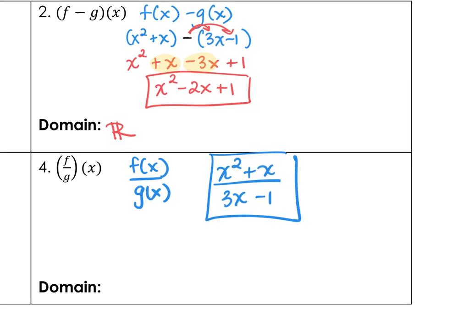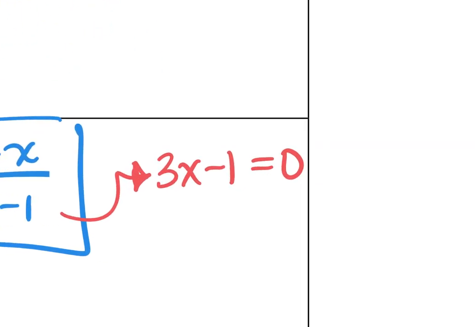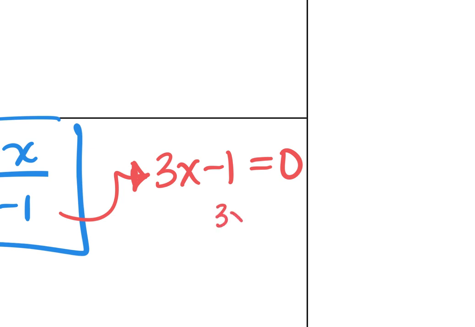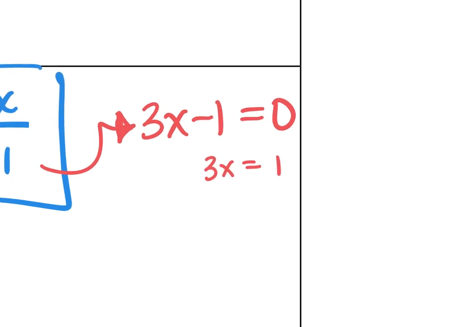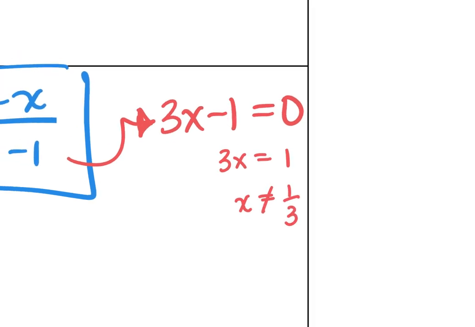So to figure that out, just set it equal to 0. 3x minus 1 is equal to 0. And that will allow you to determine what's that value of x that can't be part of our domain. So then the math here is pretty simple. Move that 1 over, so we have 3x is equal to 1. Divide by 3, that means x cannot equal 1/3.